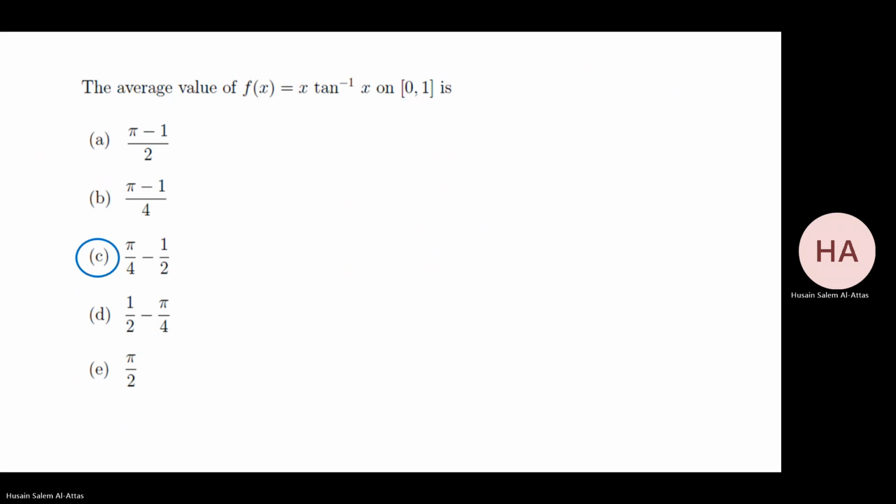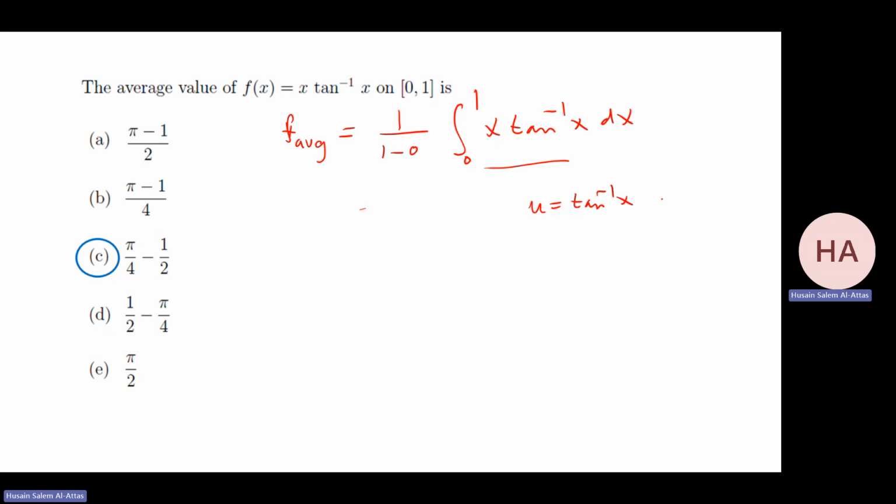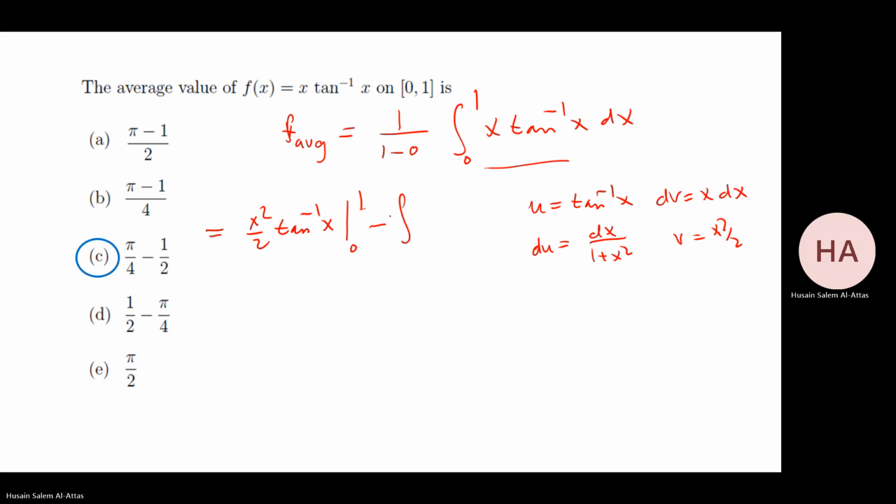The average value of this will be f average. It will be 1 over 1 minus 0, integral from 0 to 1 of x tan inverse of x dx. I need to do this by parts. So I let u be tan inverse of x, dv be x dx. So du will be dx over 1 plus x squared, and v is x squared over 2. So this one is x squared over 2 tan inverse x from 0 to 1, minus the integral, half outside, of x squared over 1 plus x squared dx.